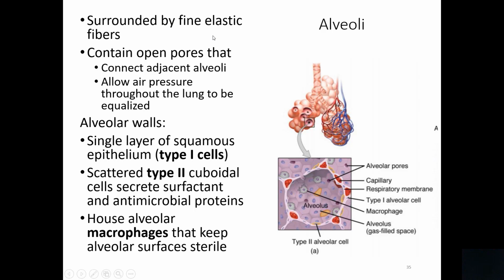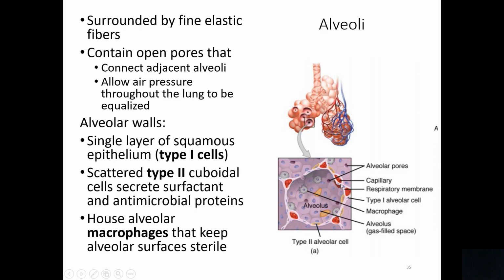Alveoli are surrounded by fine elastic fibers, and they contain open pores connecting them with each other. That's alveolus. Those are the pores. And those pores not only connect adjacent alveoli, they also allow air pressure through the lungs to equalize.